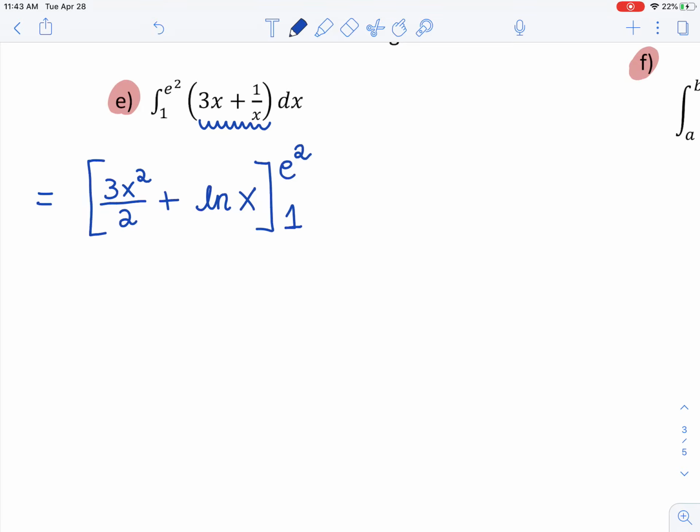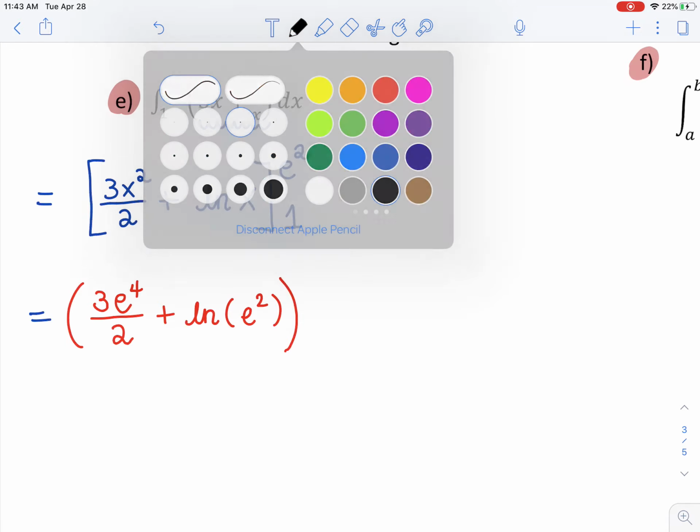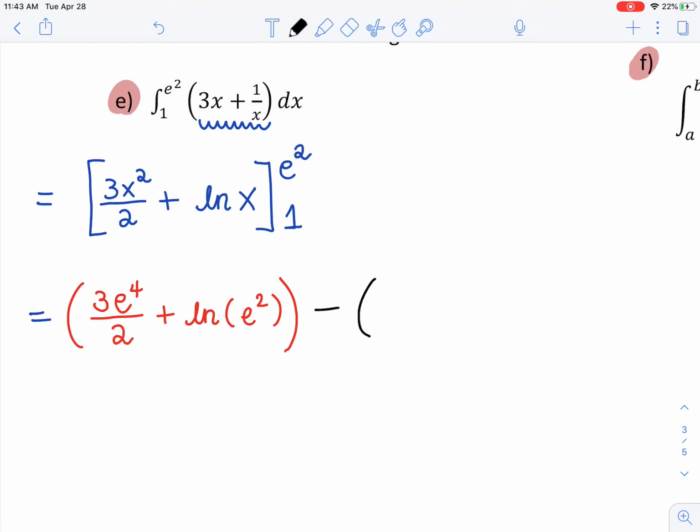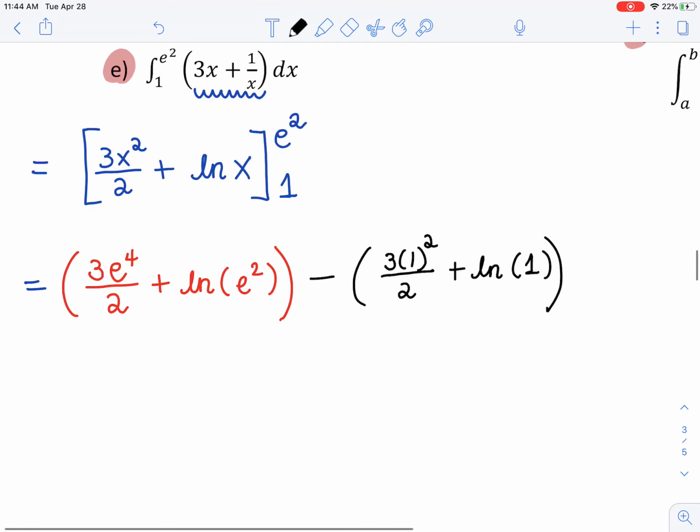Write down that you're going to plug in e squared and 1 and subtract them. So let me go ahead and first plug in e squared in here. I'll have 3 times e squared squared. That's going to be e to the 4th power, right? Over 2 plus natural log of what? E squared. Oh, we can simplify that. So that's what I get from plugging in e squared, right? But now I must subtract this by the expression that I get when I plug in 1. 3 times 1 squared over 2 plus natural log of what? 1.